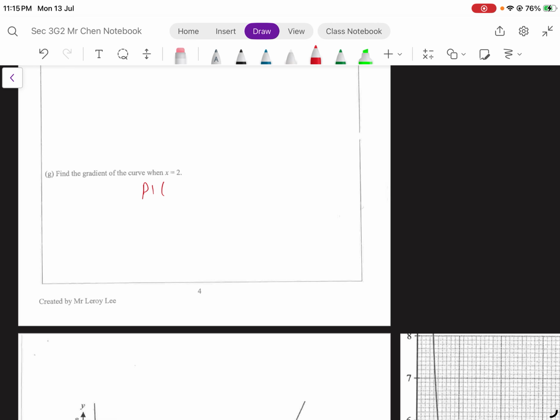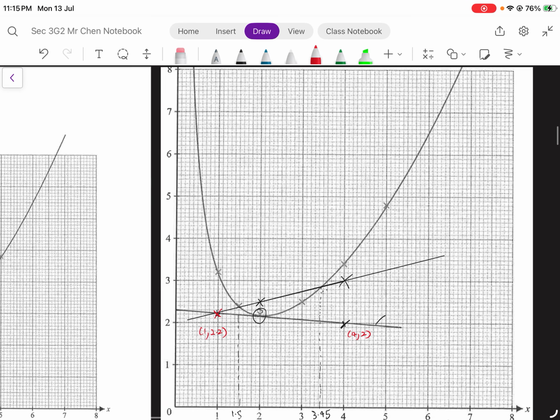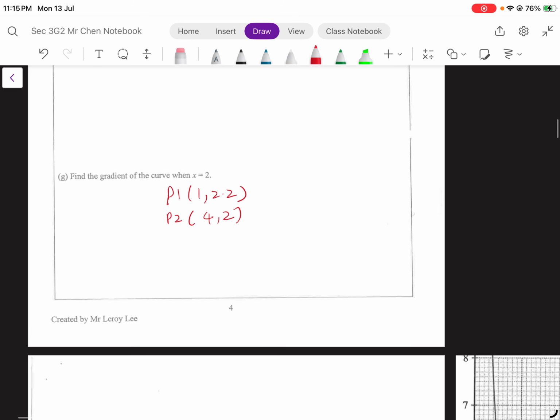Okay, 1, 2.2. And then 0.2 is 4, 2, right? 4, 2. Okay, so we want to find the gradient. So gradient m, y2, which is 2, minus y1 which is 2.2, over x2, 4, minus 1. So we will get minus 0.2 over 3.